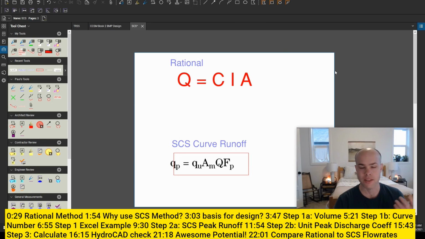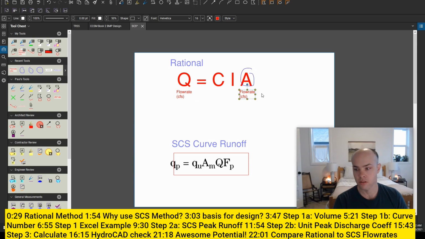Let's jump in. I think you're probably all really familiar with the rational method, which is the simplest, most common way to calculate peak flow rate. Rational method is essentially Q equals CIA, where the Q here is flow rate in CFS, or cubic feet per second. We have the A for area, and that's typically given in acres. I is intensity, which is given in inches per hour. How intense or how fast is that water running off in inches per hour? So it's a speed factor, essentially.